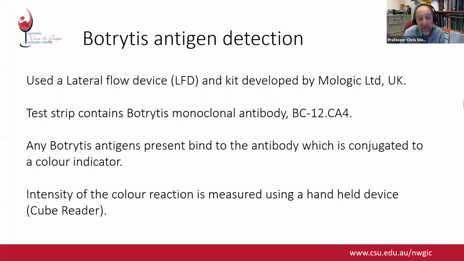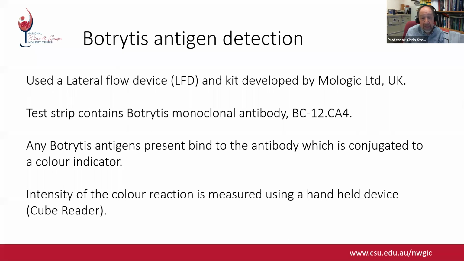I'm now going to look at the last of the techniques that I'm going to cover in this webinar, and that's the detection of Botrytis antigens. Now, again, this technology has been out for a number of years, probably a decade or more, and I know there have been a number of kits that have been commercialised in the past. There's actually a new kit that's recently been released by a company called Mould. It's currently not available for purchase yet in this region of the world, in the Australasian region. But we've been looking at this kit.